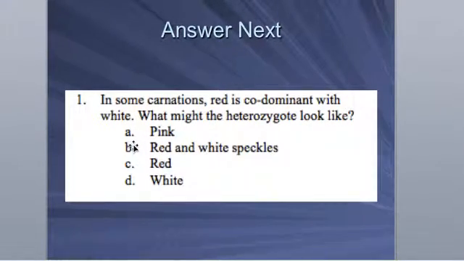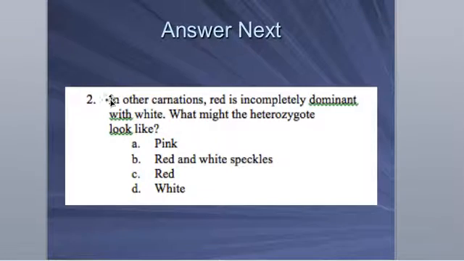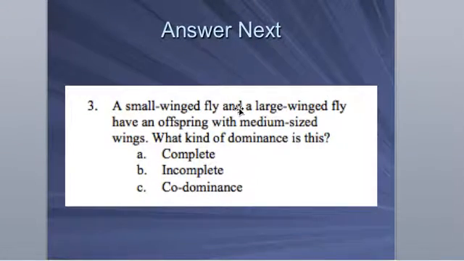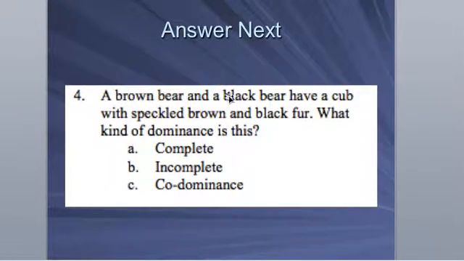Pink, red and white speckles, C is red, or D is white. In other carnations, red is incompletely dominant with white. Now it's incompletely. What might the heterozygote look like? Pink, red and white speckles, all red, or all white. A small winged fly and a large winged fly have an offspring with medium-sized wings. What kind of dominance is this? Complete, incomplete, or codominance? A brown bear and a black bear have a cub with speckled brown and black fur. What kind of dominance is this?